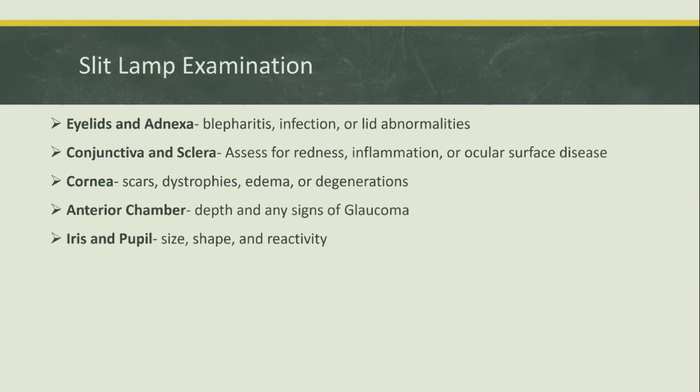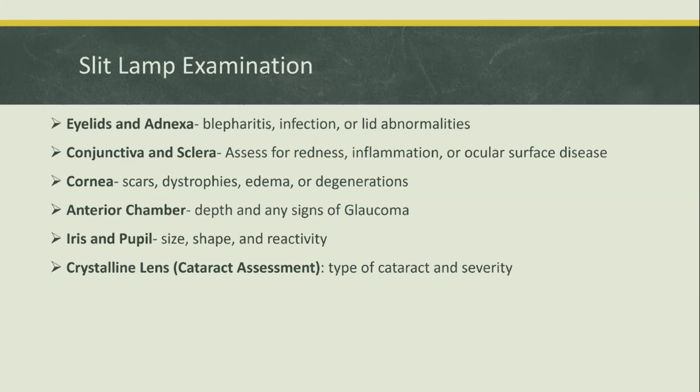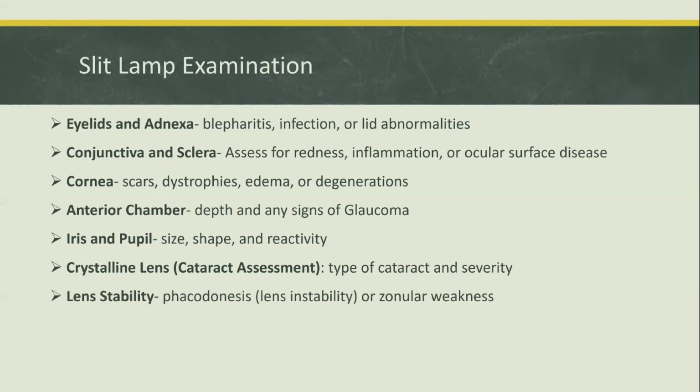Assess pupillary dilatation and reaction, which is very important for the surgery. And for the crystalline lens, find the type of cataract and the severity. Grading the severity of the lens is very important, and evaluate how it is affecting the visual function. And for lens stability, see if phacodonesis or zonular weakness is present.